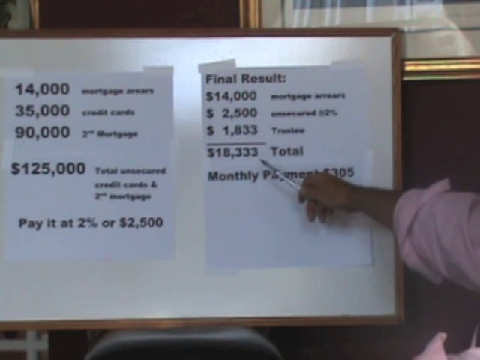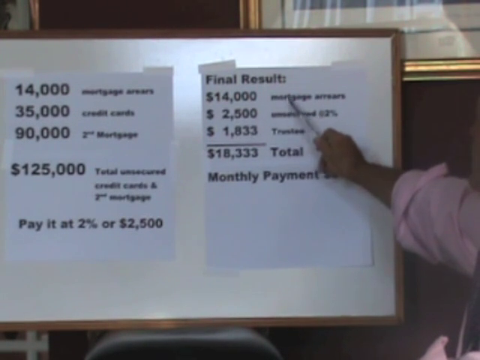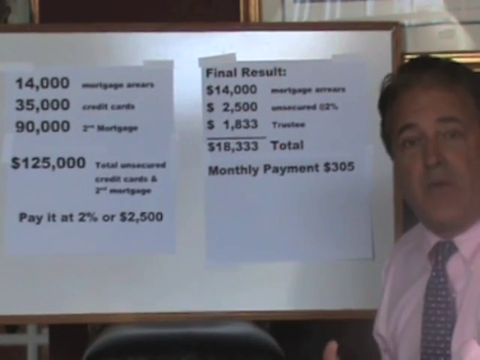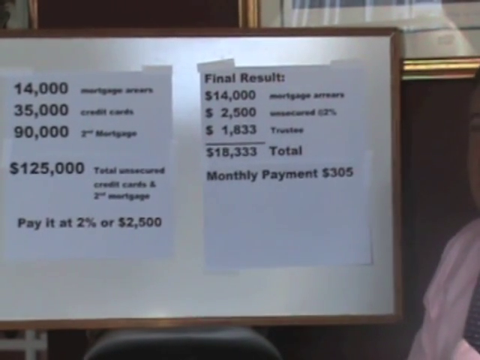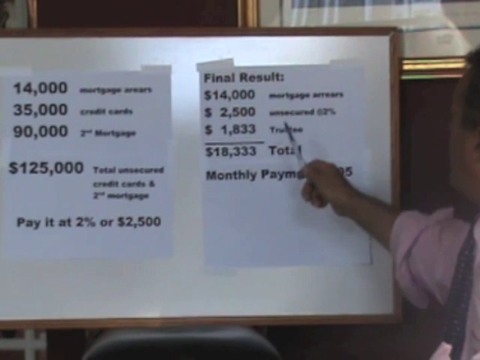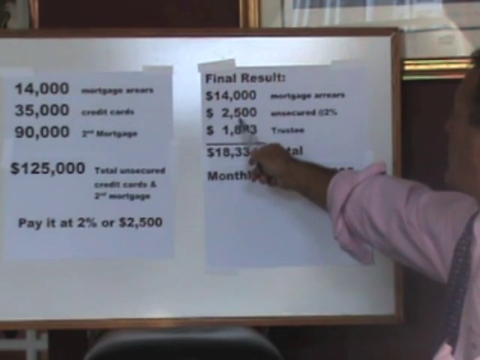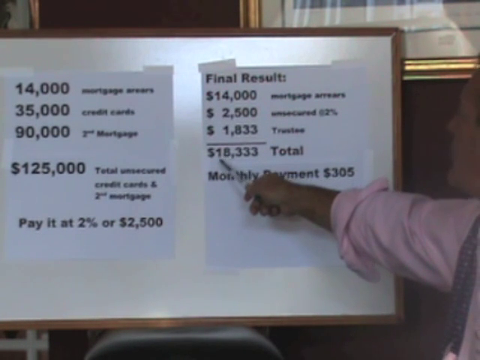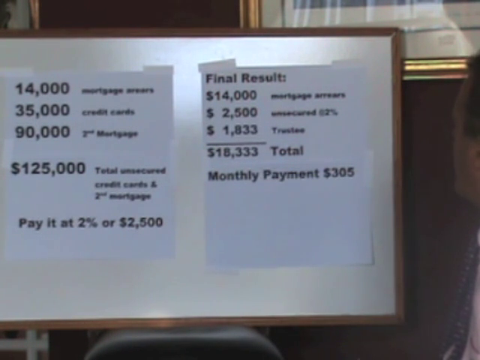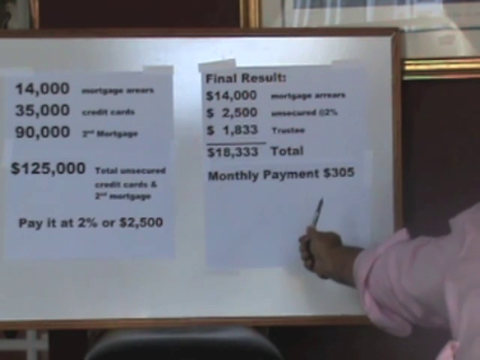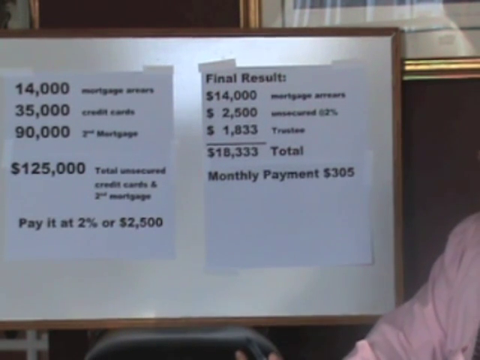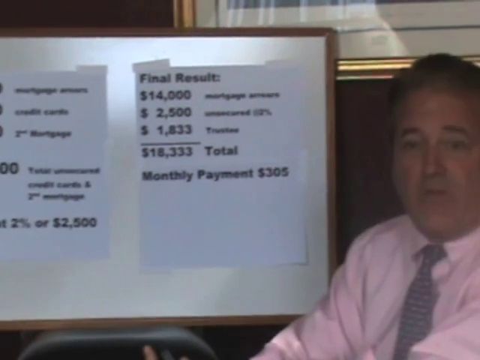The final result: take the $14,000 in secured mortgage arrears, which we can't eliminate, but we can pay it back without interest, penalties, and late fees, and they can't foreclose on these folks. So we take $14,000 plus the $2,500. There's a trustee fee involved of $1,833, and the monthly payment ends up being $305.